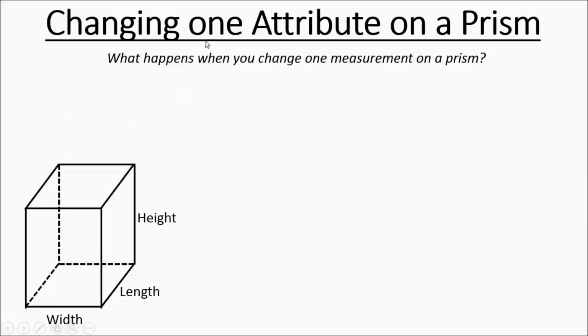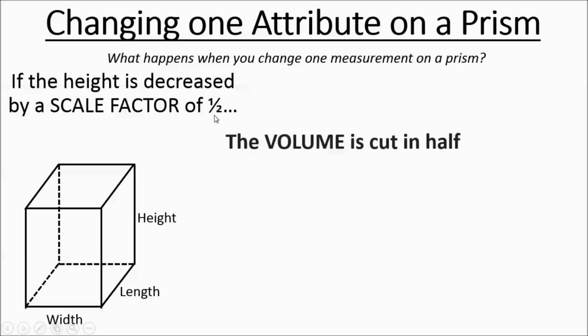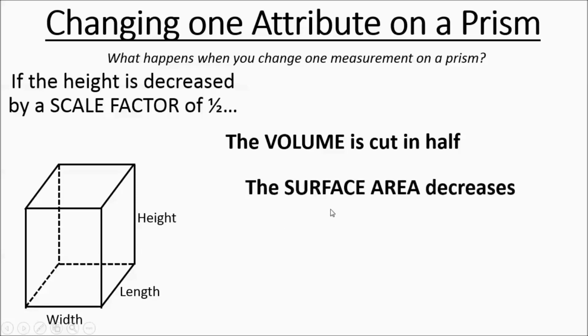So what happens when you change one measurement on a prism? If the height is decreased by a scale factor of 1/2, the volume is cut in half. If you chopped this height in half, the volume holds half as much. The surface area is going to decrease. Here's how it's going to decrease.